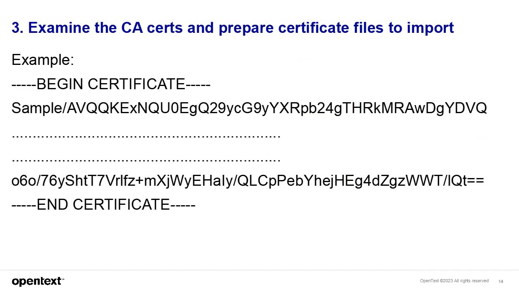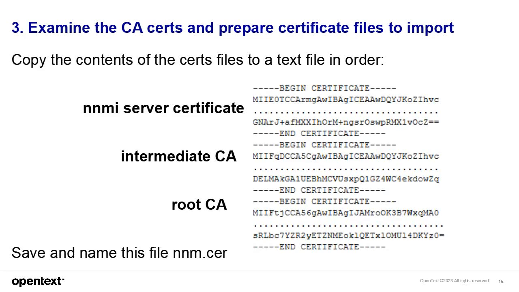This is an example of a base64 certificate's contents. Then, copy the contents of the cert files to a text file in order: NNMi Server Certificate, Intermediate CA, Root CA. Save and name this file nnm.ser.